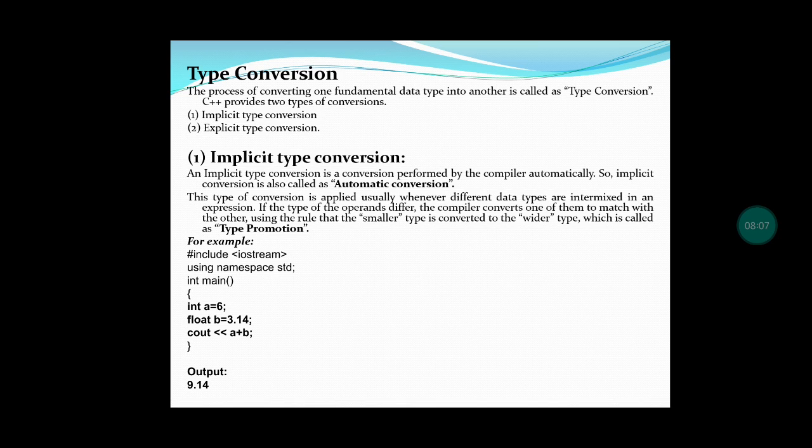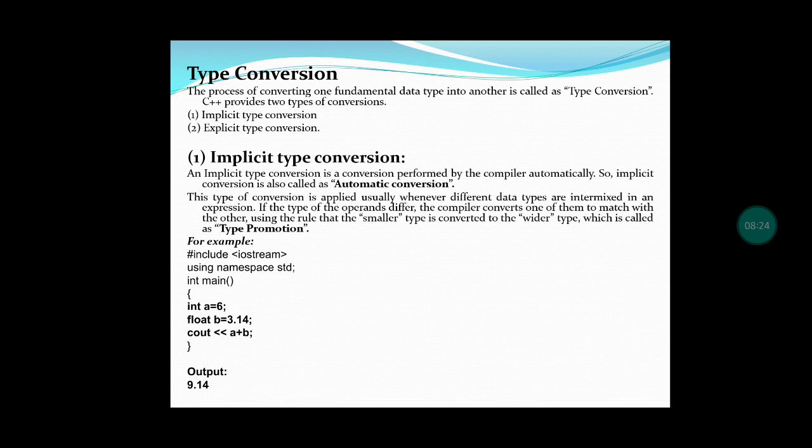Implicit type conversion converts the data type automatically, so it is also called automatic conversion. This can convert the smaller data types into the wider type. That is called type promotion.